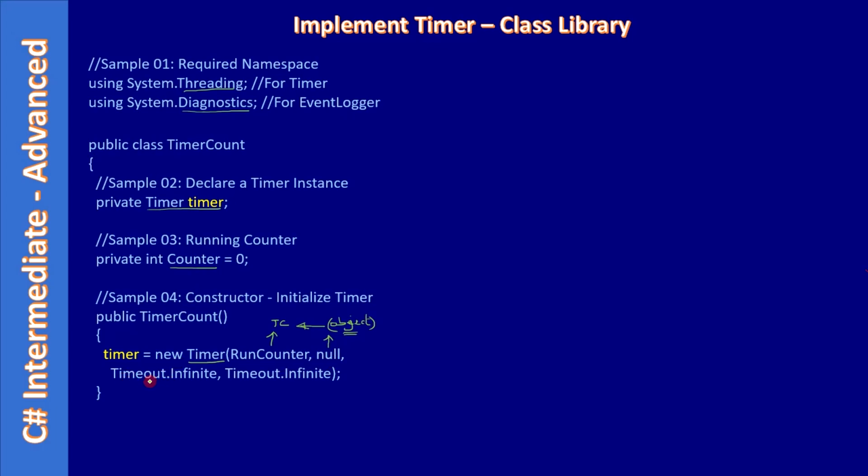Then this is the due time, and this one is the periodic interval. We set both as infinite. That means in the initial stage, the timer will not start running this run counter. Since the timeout is infinite, it will not start, and the callback procedure will not get called. So we just created the timer, and it will be in the stopped state.